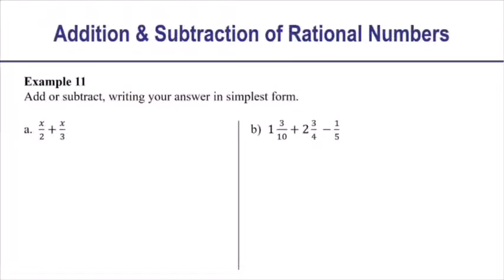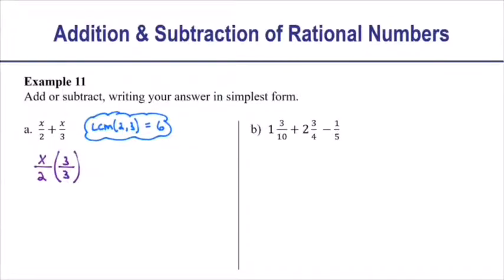Now here are a couple more examples for us to work with adding and subtracting. Here we've got x over 2 plus x over 3. We know that we have to have a common denominator here, so that common denominator will be 6, and we'll need to convert both of these where the denominators are 6. So x over 2 is going to become x over 2 times 3 over 3, and x over 3 is going to become x over 3 times 2 over 2. That's going to make 3x over 6 plus 2x over 6.